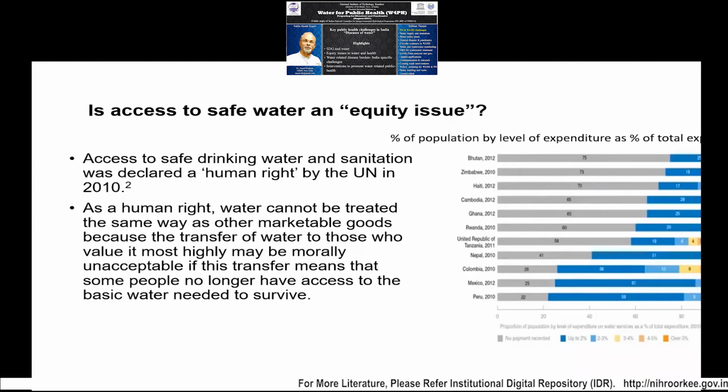So as I said, one of the lenses which we look at in any public health issue is the lens of equity. So is access to water an equity issue? The panel on the right side shows you some countries, India is not there, where we can see that people have to pay for getting enough water for their homes. In many of these countries, it goes up to over 5%, and definitely many of them are paying more than 2% of their total monthly expenditure on water. So the question is, is water a human right, or should we treat it like a service or a marketable good which needs to be transferred from a producer to a consumer? How do we look at this issue?